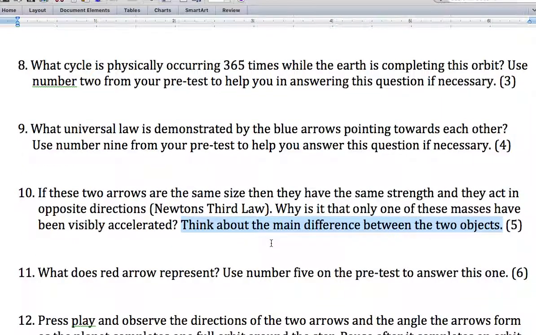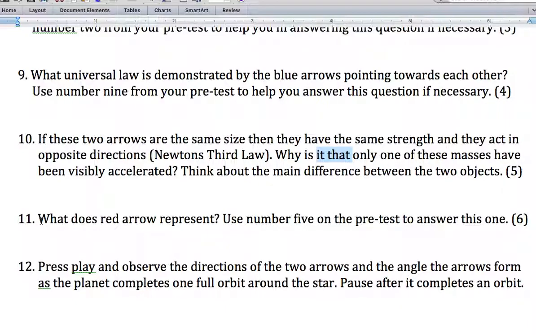Okay, so the main difference between the two objects, why is it that only one gets accelerated? What I would say here is that the Earth has much less inertia than the Sun, which is why the Sun accelerates the Earth. Or you could say the Sun has much more inertia than the Earth, which is why the Sun resists the Earth's acceleration.